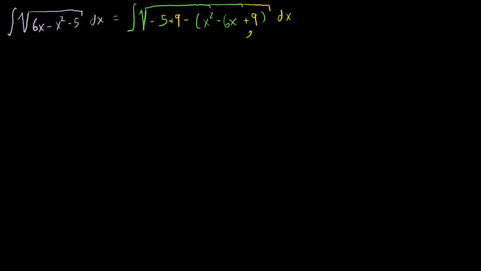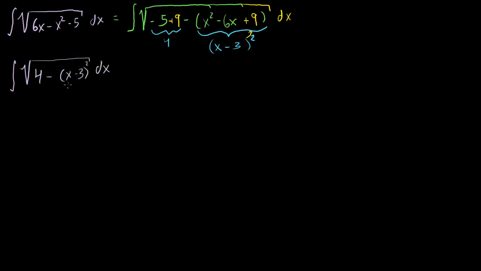But what this does, it gets it into a form that I like. Obviously, this right here just becomes a 4, and then this term right here becomes what? That is x minus 3 squared. So my indefinite integral now becomes, just doing a little bit of algebra, the integral of the square root of 4 minus x minus 3 squared dx.